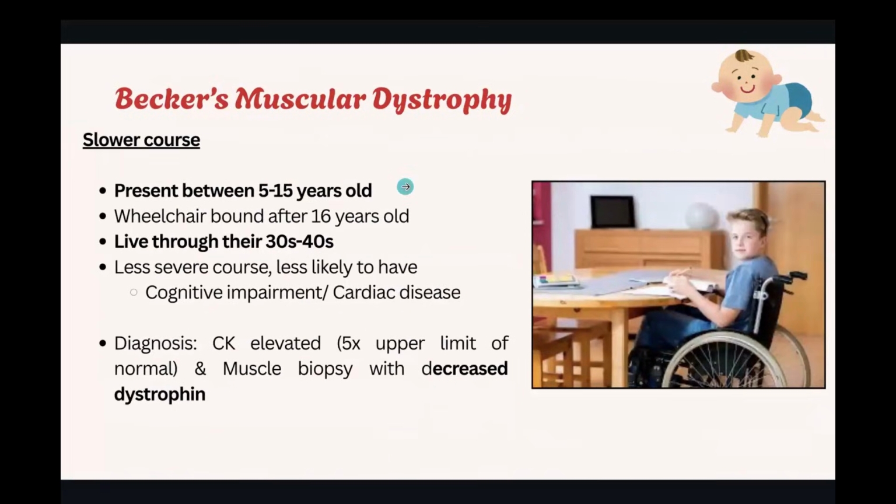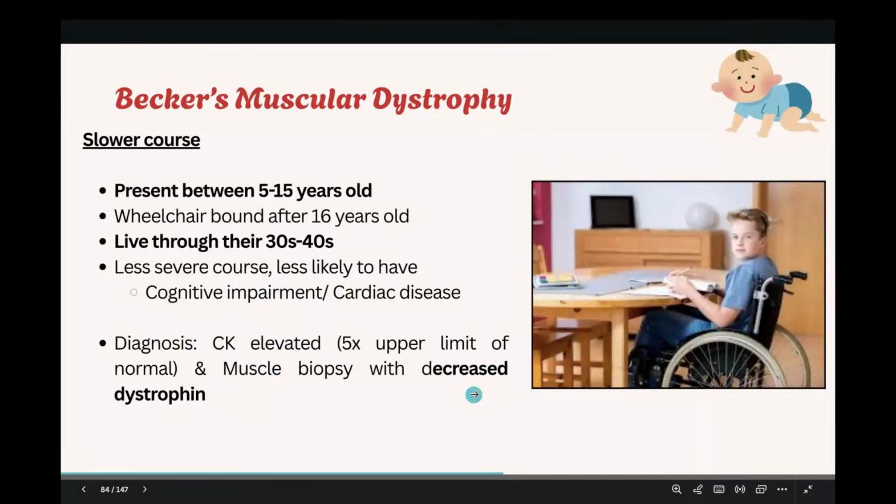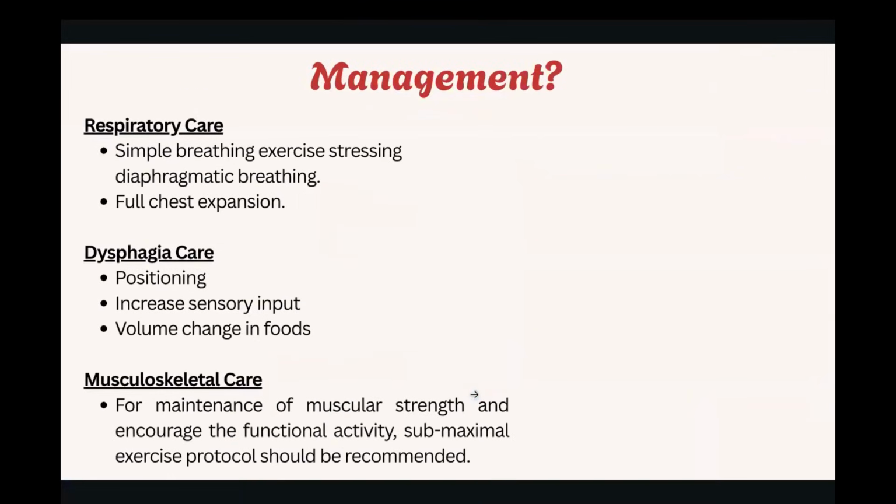Becker's muscular dystrophy is the same as Duchenne, however, it has a slower course. And because it's a slower course, they usually present after 5 years old, so from 5 to 15 years old. Those patients can live to their 40s and 50s, unlike Duchenne's disease. Now, again, the CK will be elevated, but not as much as in Duchenne. And in muscle biopsy, we have decreased dystrophin, not absent dystrophin. So management, again, we do respiratory care, dysphagia care, and musculoskeletal care.